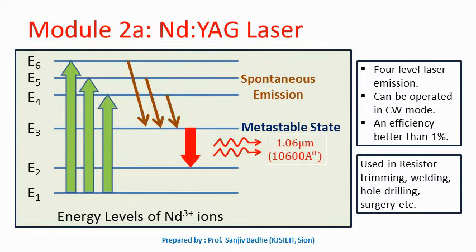Let us try to understand the working of Nd:YAG laser using the energy level diagram of neodymium ions. It is a 4-level laser system. So the population inversion is achieved between E3 and E2. So the ground level is not involved here. So lasing action will occur between the two energy levels E3 and E2.